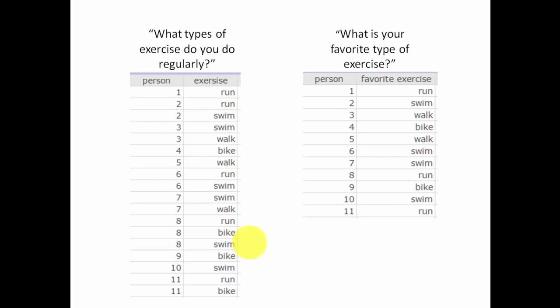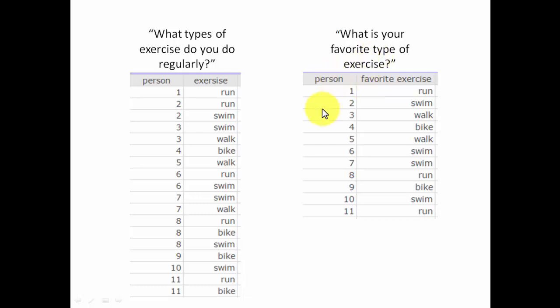So the data would look something like this. You can see here are my 11 people. And again, anytime someone chose more than one, for instance, the second person liked to run and swim or did those types of exercises regularly, then you can see they repeated twice in the data set. So you can see for person 5, they only have one type of exercise they do regularly, which was to walk and so forth. So you can kind of get an understanding of what this data represents.